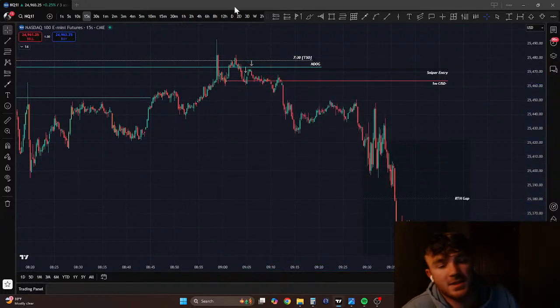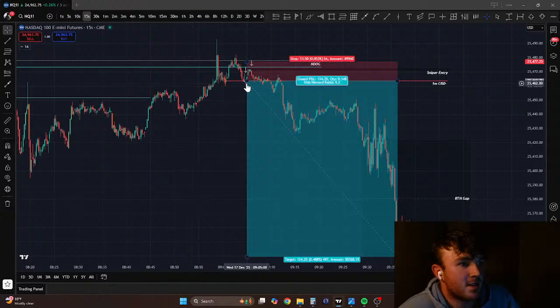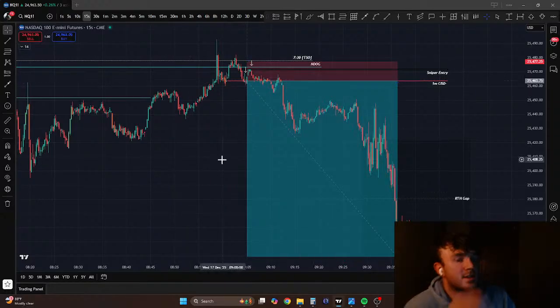Yeah, you can see the whole idea right there. 1 minute change in state, then we go to OTE.